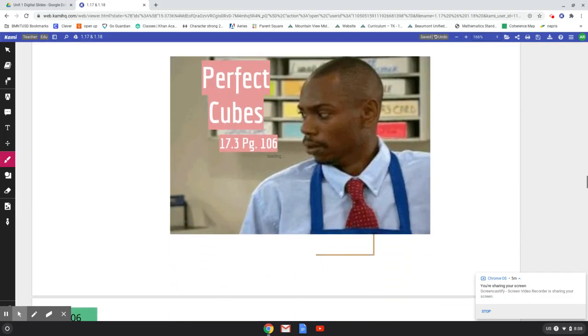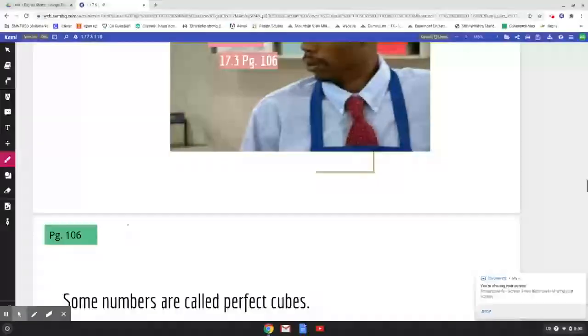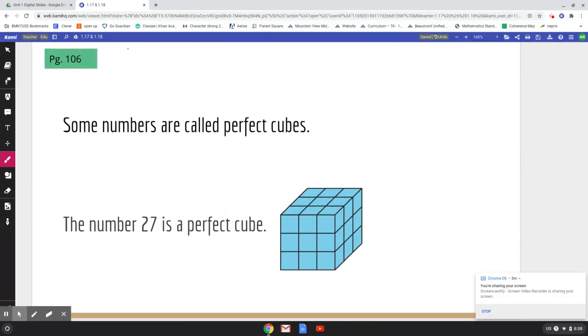All right, so you're still on page 106. Now we're going to cube them, right? So now we're moving on to the newer part. Some numbers are called perfect cubes. The number 27 is a perfect cube. So notice that this is 3 by 3 and the height is 3. So 3 times 3 times 3 makes the 27, and that's what makes the number 27 a special number, which is a perfect cube. Notice how there's no other squares outside of this cube.